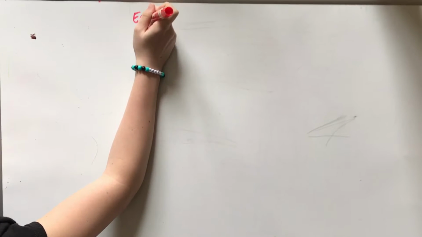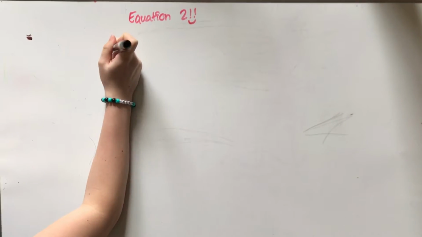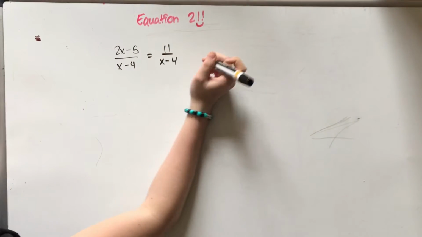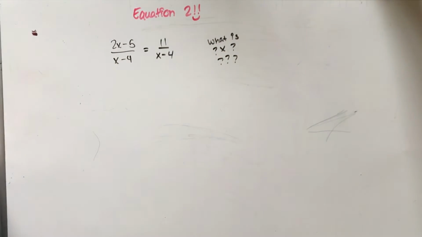The next equation we are going to learn is different from the first equation. You will notice that we aren't adding or subtracting anything. The equation is 2x minus 5 over x minus 4 is equal to 11 over x minus 4. We're trying to solve for x.